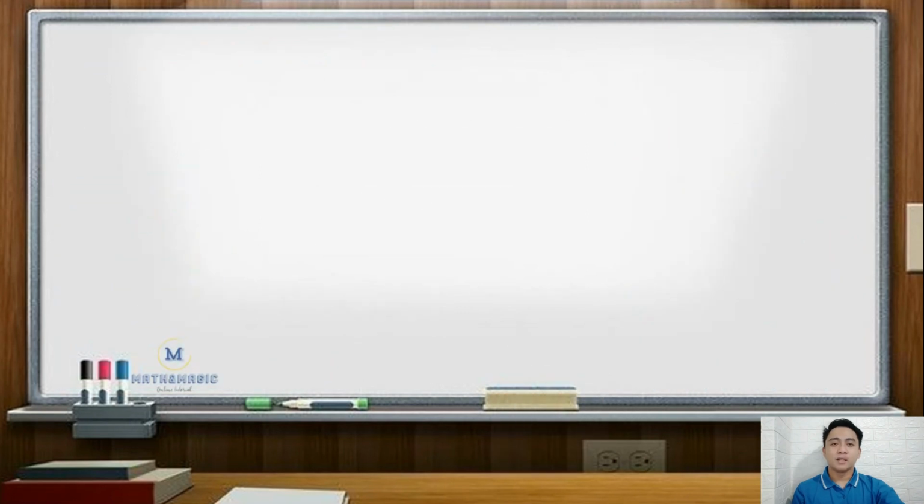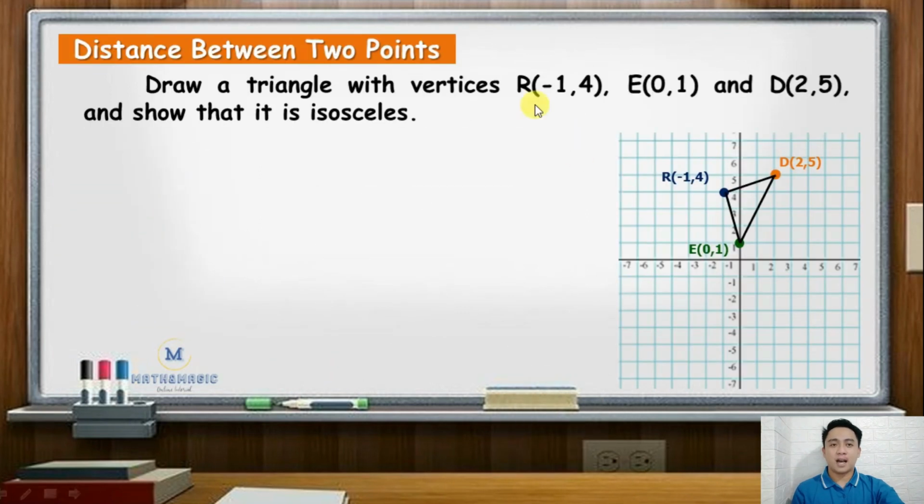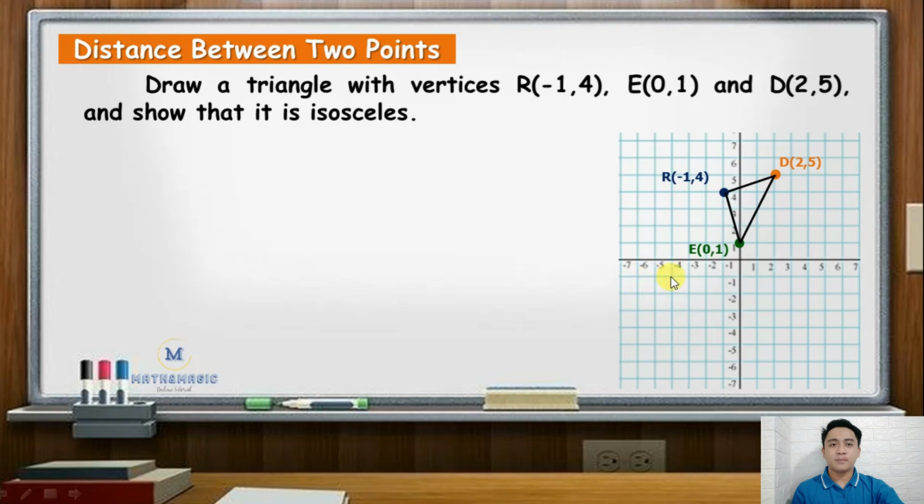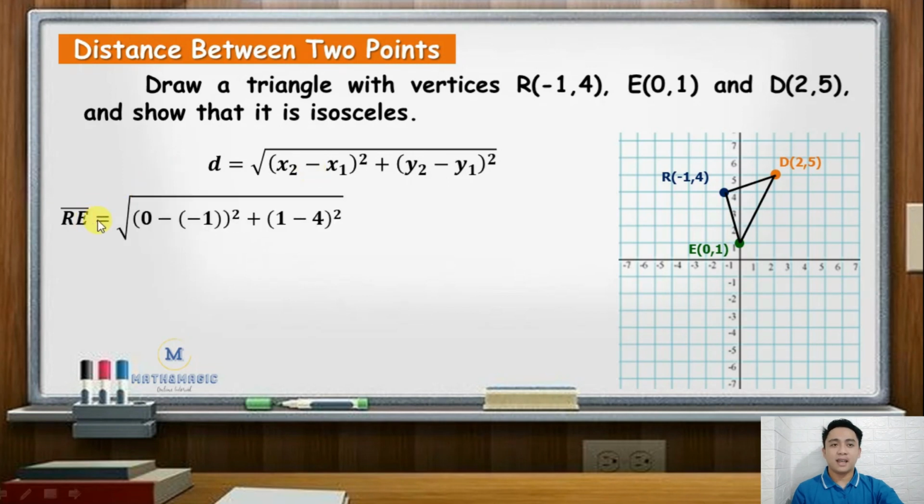Another example, draw a triangle with vertices R with coordinates (-1, 4), E (0, 1), and D (2, 5), and show that it is isosceles. By definition, an isosceles triangle is a triangle that has two sides of equal lengths. So for this item, we need to show that the lengths of two sides of the triangle formed are equal. Thus, we need to solve the lengths of line segment RE, line segment ED, and line segment RD. To determine the length of a side, we will use the distance formula.